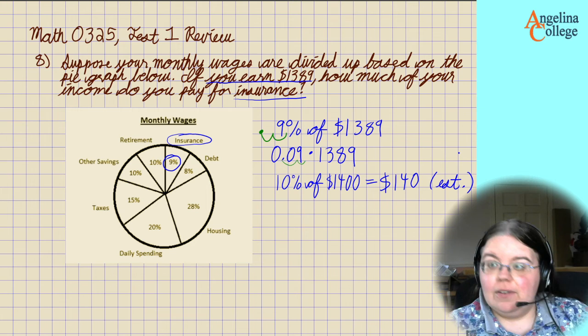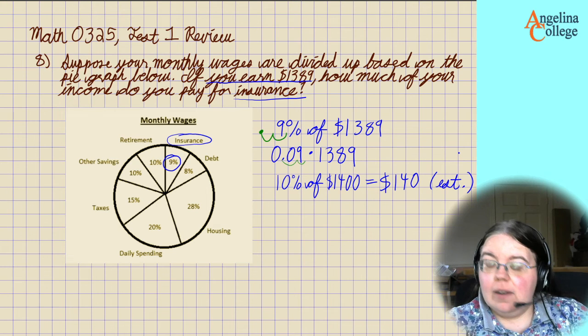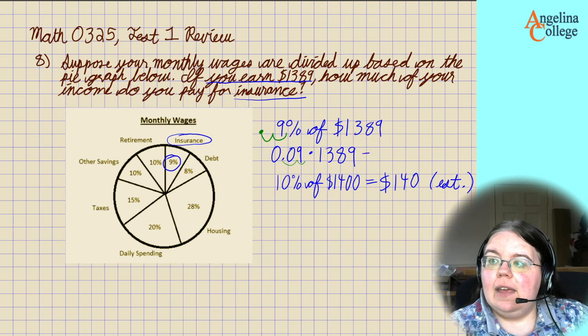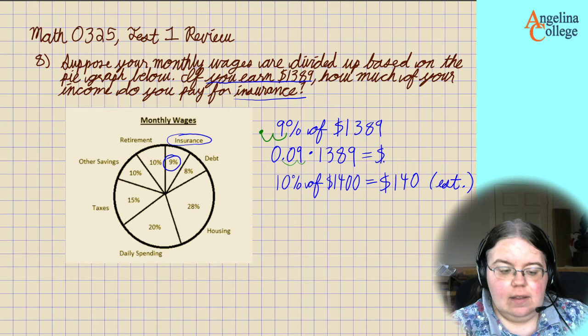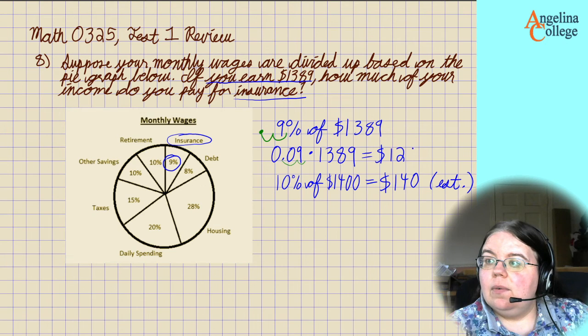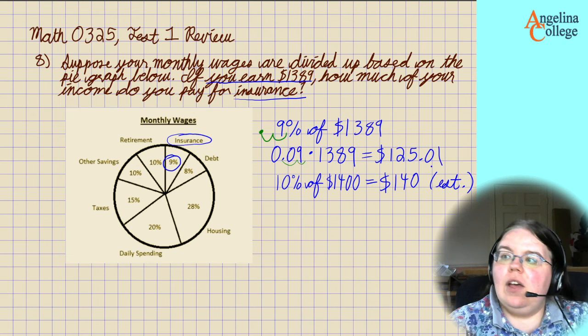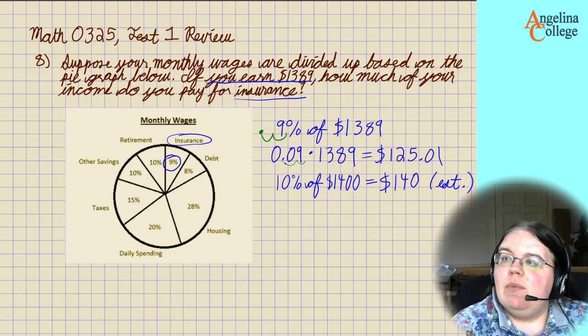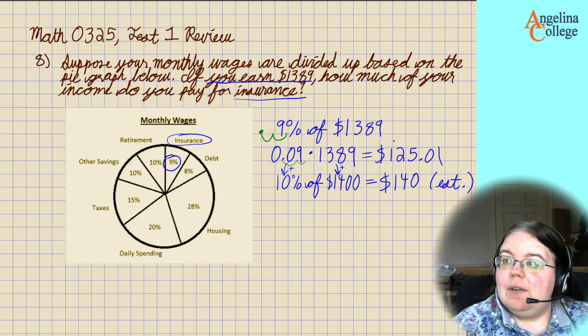So let's take a look. So 0.09 times 1,389. Okay, and I get $125.01. Okay, so I noticed that's a bit less than my estimate, but I'm thinking I had rounded up both on the 10% and on what it was a percent of, so it's believable to me that this would come out to a bit less.